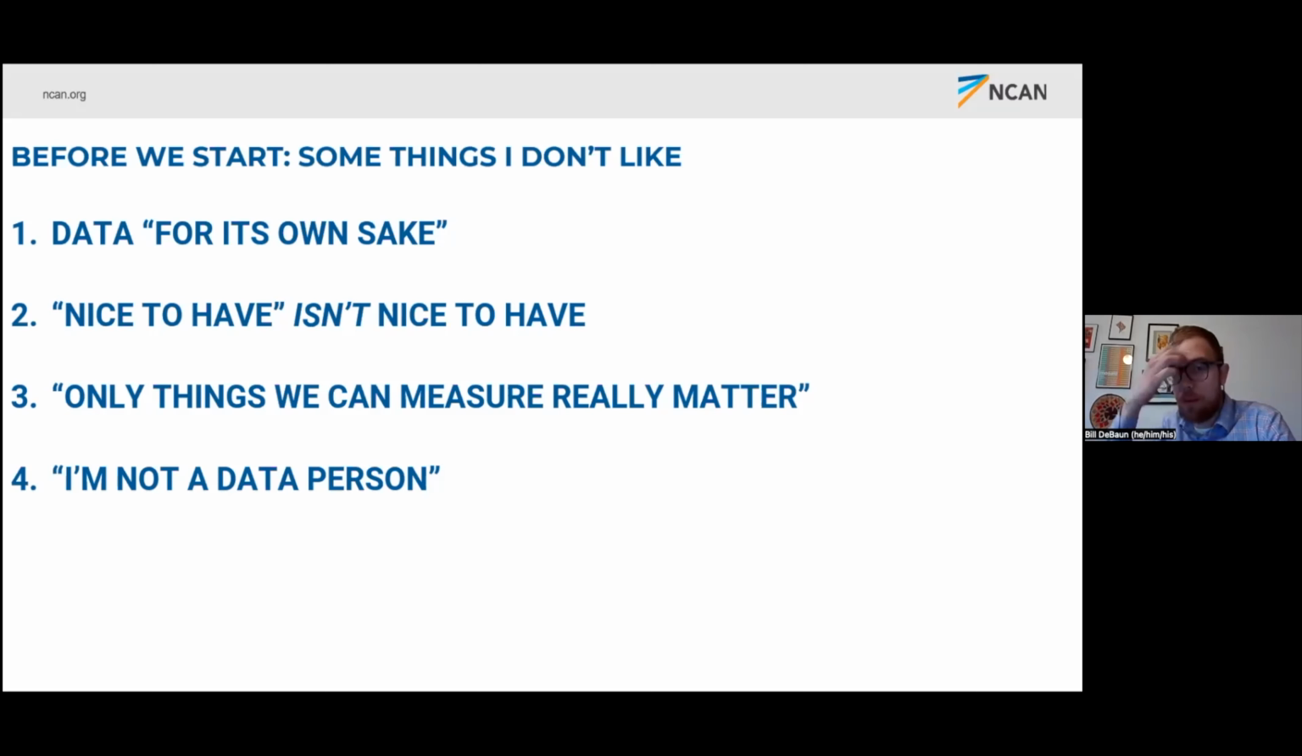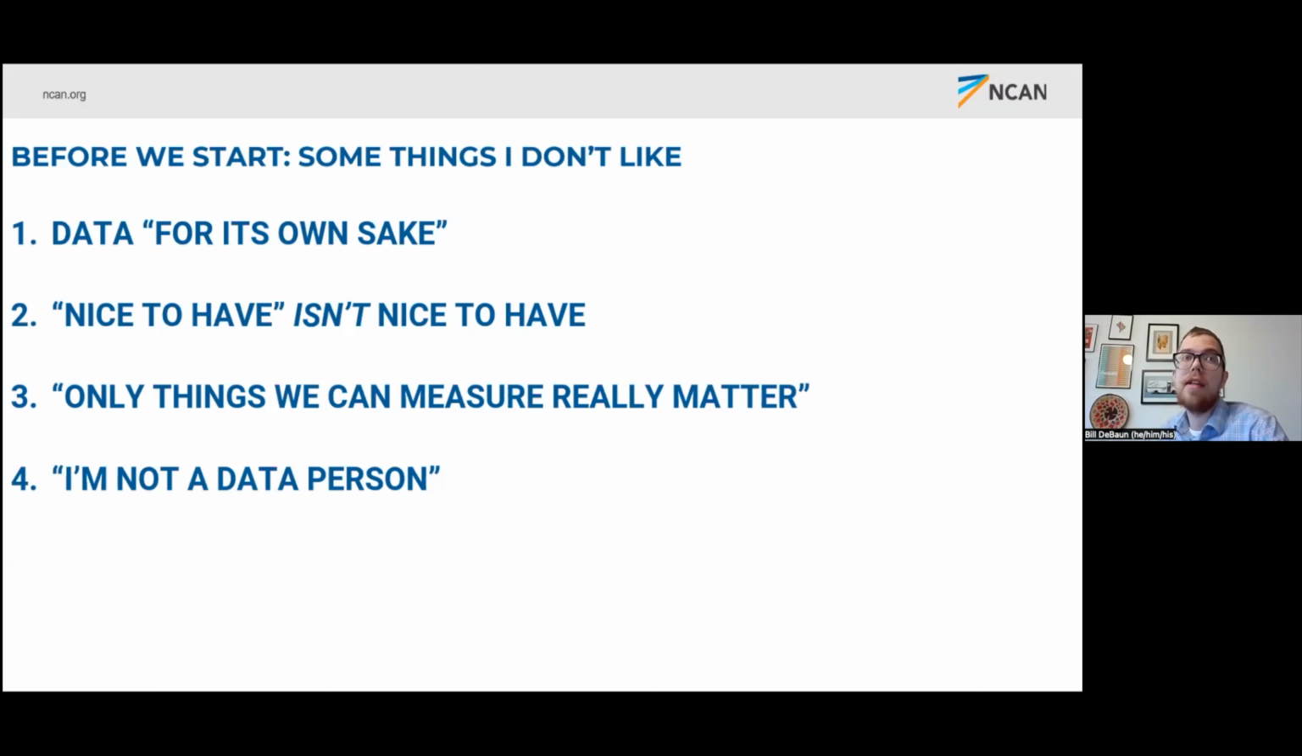This next one is really important, and I think it's a trap that sometimes pure data people wind up thinking about, which is to say that I really don't like when people say that the only things that we can measure really matter. I don't believe that's true. I don't think that is true in general. I definitely don't think it's true for the college access field.